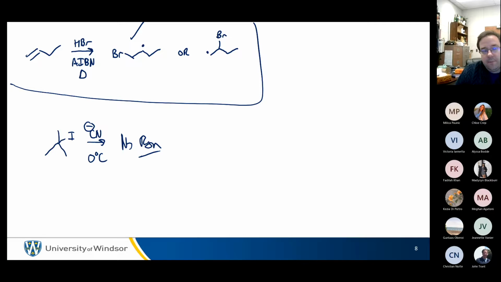Okay. And then my second follow-up question on this is, what's the importance of the temperature in substitutions? Like, what does 0 degrees mean? And does it mean that SN1 and SN2 won't happen, or it makes an SN1 less likely? So carbocation formation requires a lot of energy. So generally, higher temperatures are required to make carbocations.